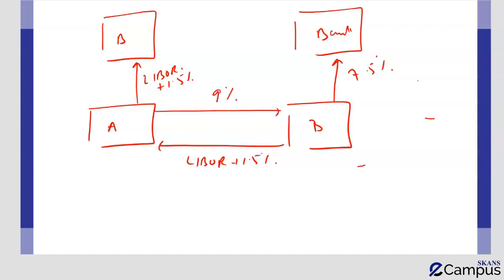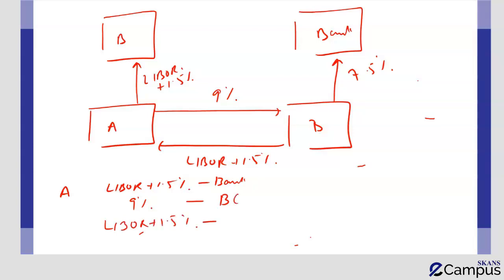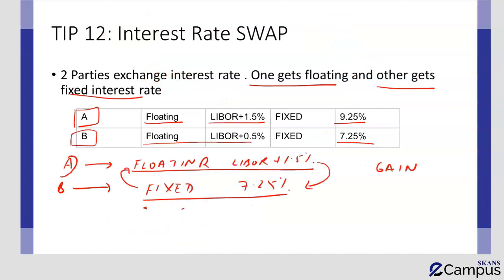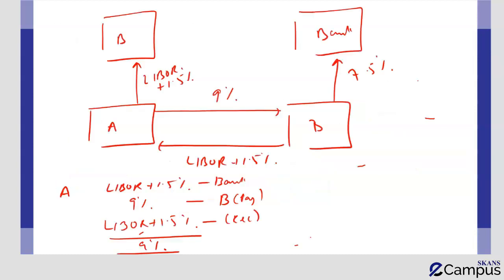Now if they do this swap, what is the benefit to each other? The benefit to A is, if you look at it, A is paying LIBOR plus 1.5% to the bank and A is paying 9% to B and is receiving LIBOR plus 1.5% from B. So paying and receiving. As a result, the net payment of A is 9%. Now if you look at the swap, the benefit is that if A had taken a fixed loan, it would have paid 9.25%, but due to the swap, it's paying 9%.